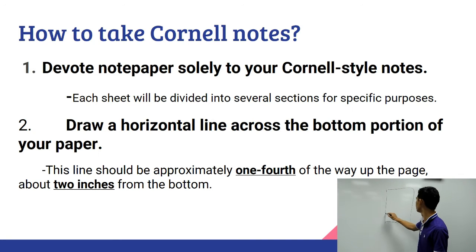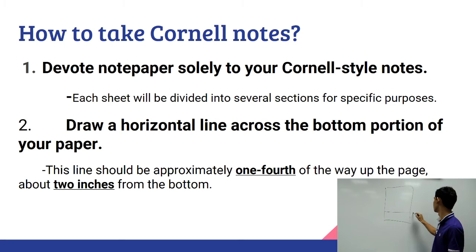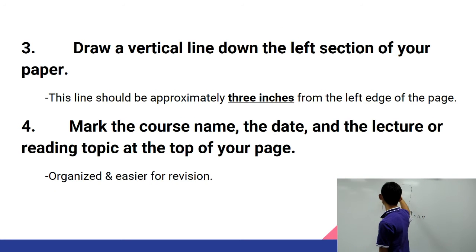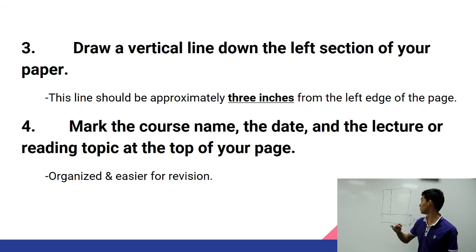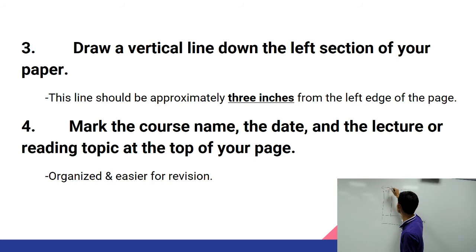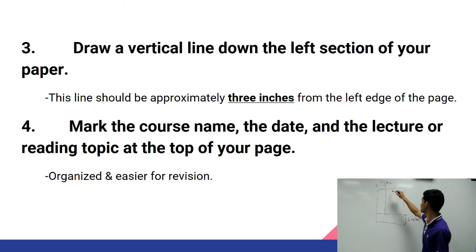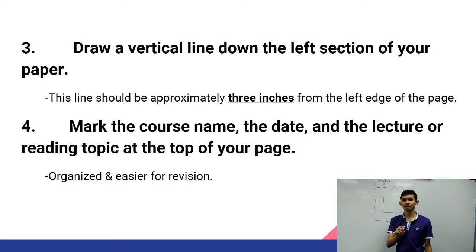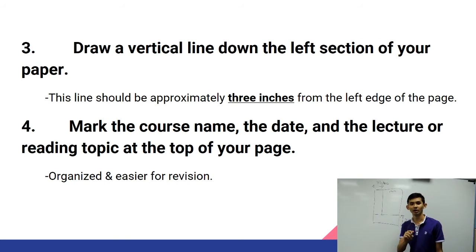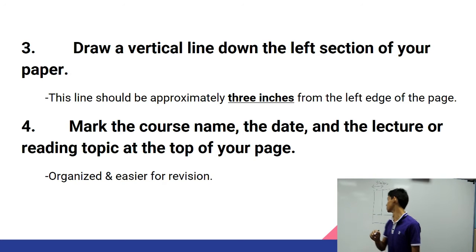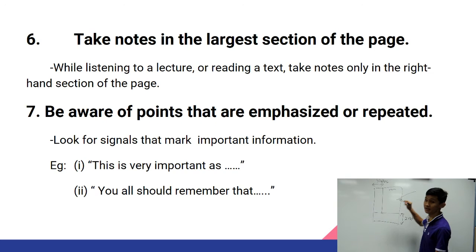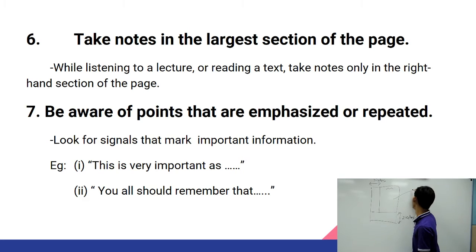And secondly, draw a horizontal line 2 inches from the bottom of the paper. Then draw a vertical line from the left, 3 inches in. Then at this part, you'll be writing the title of the course and the lecturer's name. This will make your notes more organized and easier for your revision in future. And this bigger section is the part where you do your note-taking.